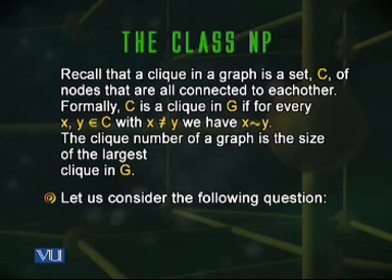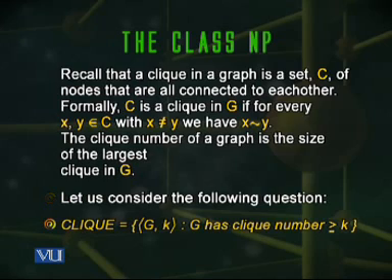Now let us consider the following question, which is what we call clique. This is a language. It consists of pairs G, K such that G has clique number at least K. So given a graph G, a clique in a graph is just a set of vertices such that all of them are connected to each other. And the clique number of a graph is the size of the largest such set.